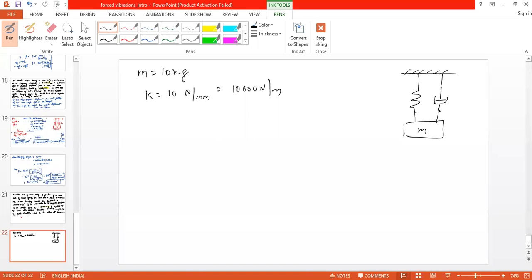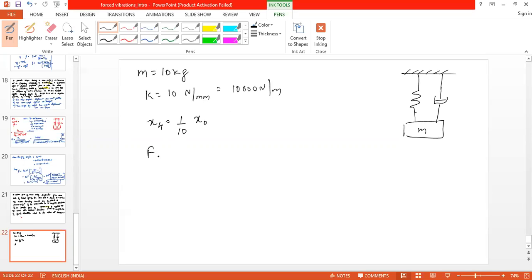And this damper decreases the amplitude to 1/10 of its initial value in 4 oscillations. That is, x4 is equal to 1/10 of x0. Okay, x0 is the initial displacement and x4 is the displacement at the 4th cycle.